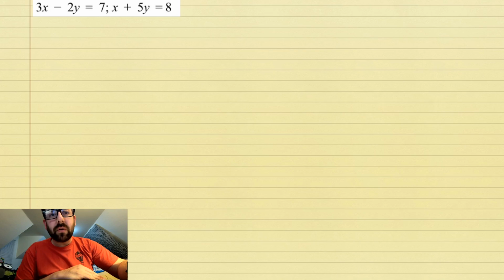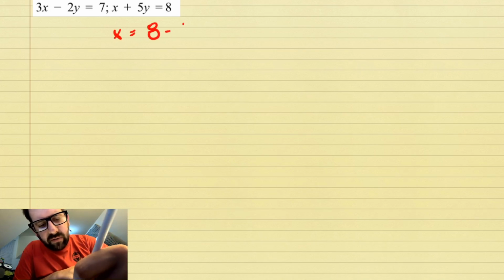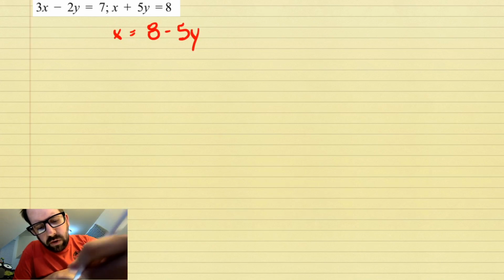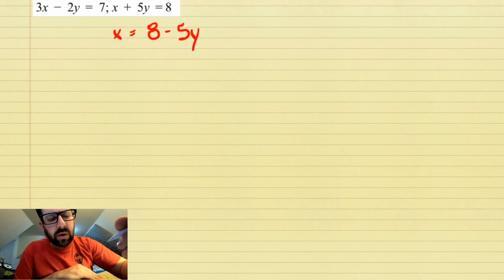Okay, let's go to this one. I think I'm going to do substitution on this one. I know it seems kind of weird, but I have an x by itself. I'm going to solve this one for x. I'm going to move the 5y over. Now, it seems weird. I'm going to do substitution here. I think it's kind of important you get to see both.